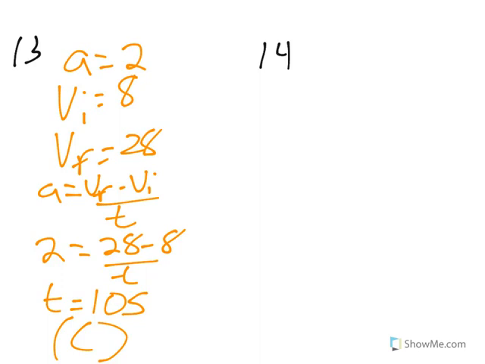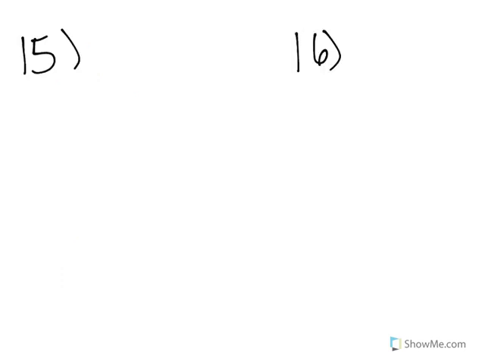14. A locomotive starts from rest and accelerates at 0.12 meters per second squared to a speed of 2.4 meters per second in 20 seconds. This motion could best be described as, the answer should be C. It's got a constant acceleration and an increasing velocity.